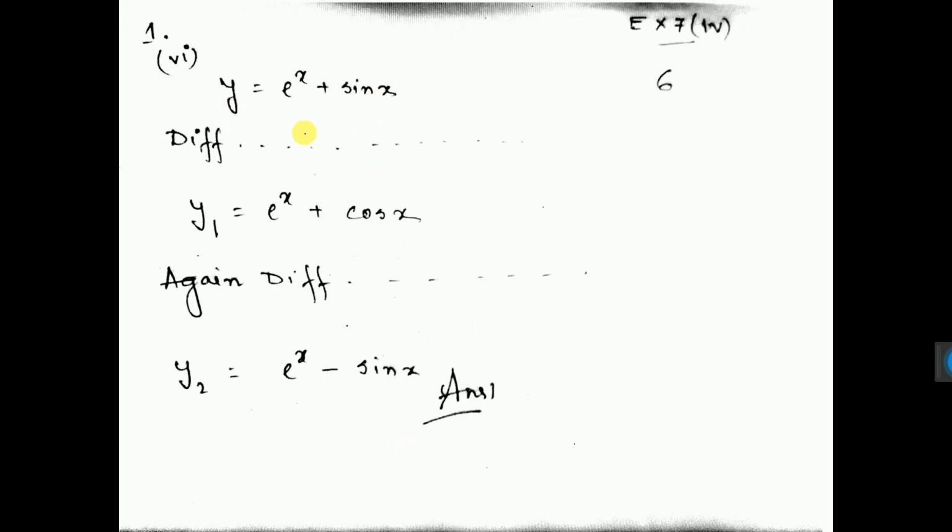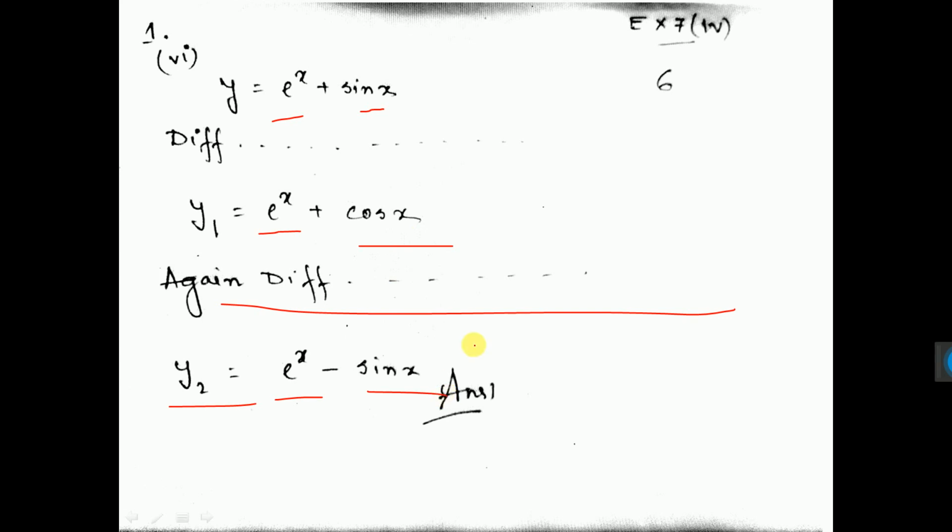Now if you differentiate, then y1, that is first differentiation, equals e to the power x differentiation, which is e to the power x, sin x differentiation is cos x. Again differentiating both sides, second differentiation, that is y2 is equal to e to the power x into cos x differentiation, minus sin x. So it is done.